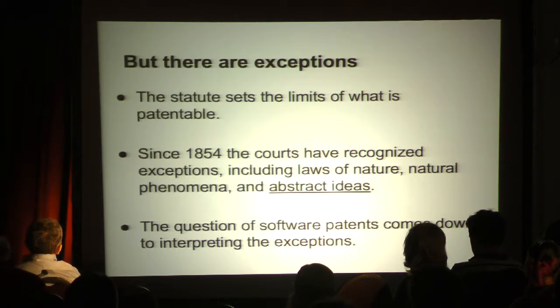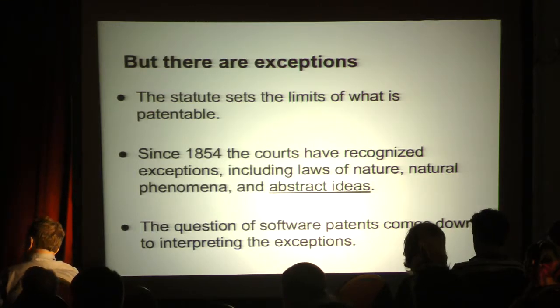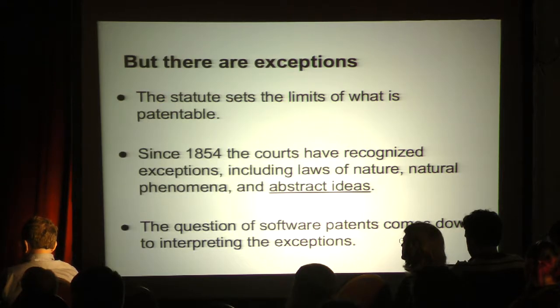However, there are exceptions to those four statutory categories of patentable subject matter. Starting in 1854, the courts have recognized certain categories of exception: laws of nature, natural phenomena, and abstract ideas. Laws of nature comes out of things like, you can't patent the propagation of electromagnetic waves. You can't patent the concept of radio waves propagating through space. That said, if you had a device that in a specific way manipulated electrons to create radio waves propagating through space, and you patent that device, you're not patenting that law of nature, you're patenting a specific object.